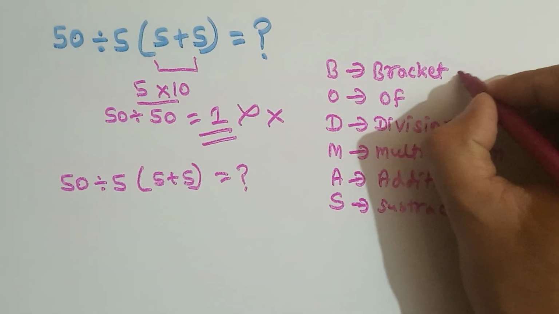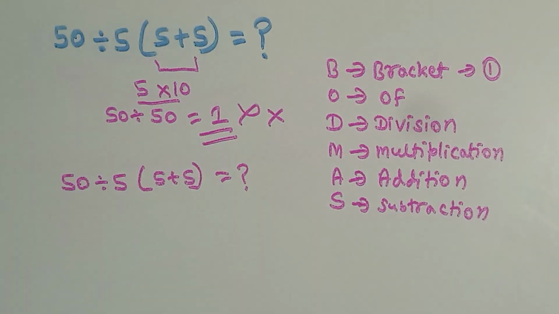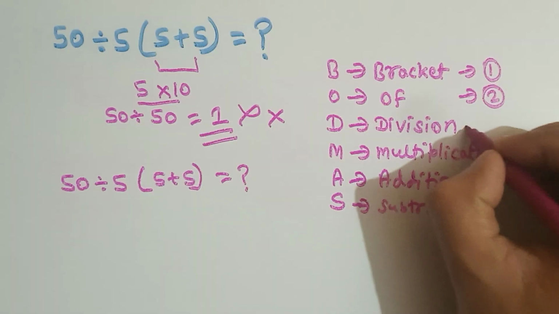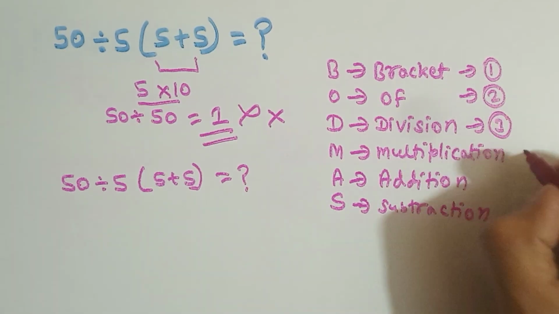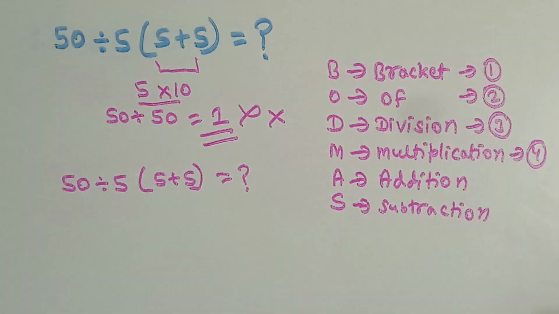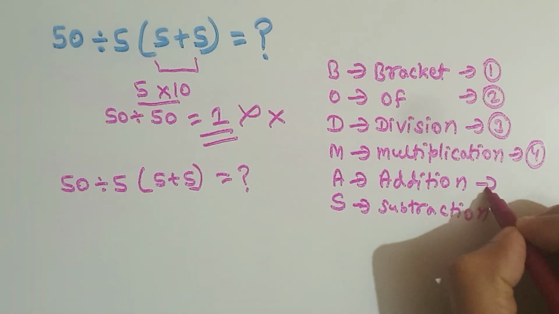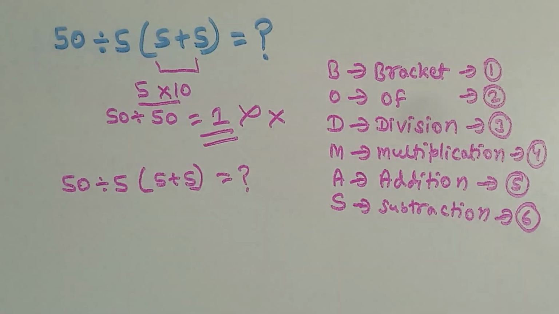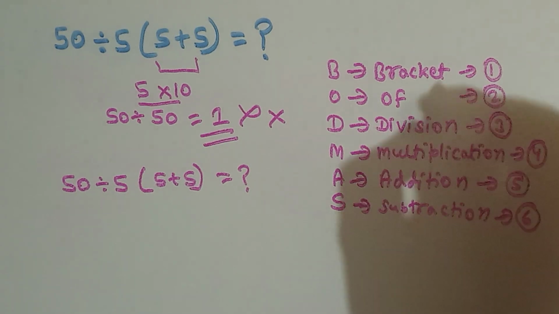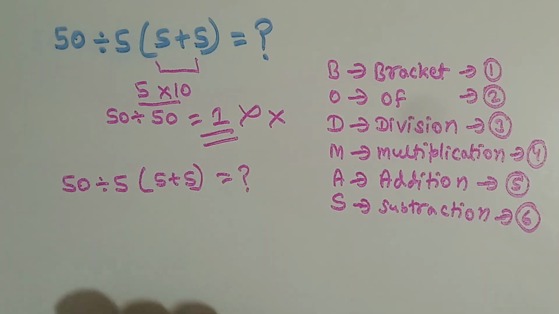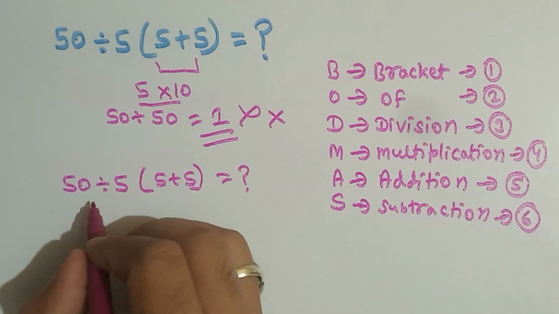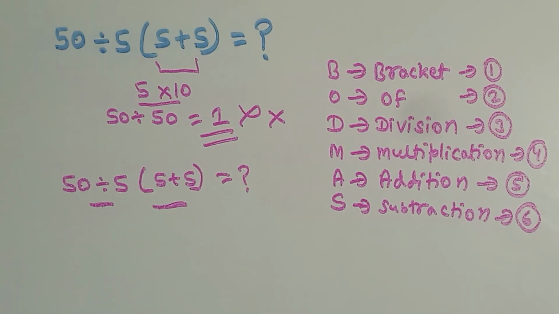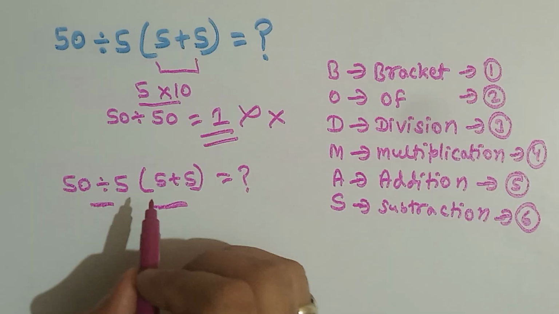B means bracket, which gets first priority for solving a question. O means of, which gets second priority. Similarly, division gets third priority, multiplication gets fourth priority, and addition gets fifth and subtraction gets sixth priority, right? So these are the priorities. If you see this question, a division sign is given here and a bracket is given here, right? So what should you calculate first, this part or this part?